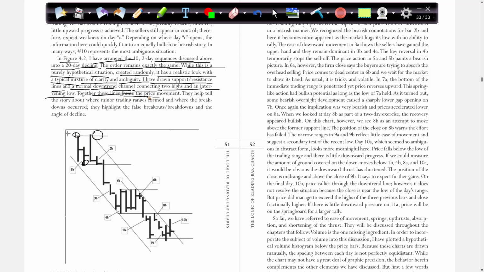Together, these lines frame the price movement. They help tell the story about where minor trading ranges formed and where the breakdowns occurred. They highlight the false breakouts or breakdowns and the angle of decline.